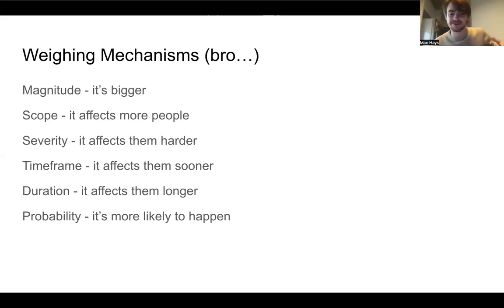So if you need to compare your arguments, you should think of one of these things. Magnitude, our argument is bigger. Scope, it affects more people. Severity, it hits them harder, right? Someone dying is much worse than someone stubbing their toe, for example. Losing $10,000 is worse than losing $1,000. That's a severity kind of thing. Time frame, it affects them sooner. There's another one, duration, it affects them for a longer amount of time. Sometimes people group these together and call them time frame because they both have to do with time. But I think it's useful to separate them. Probability, our impact is more likely to happen.